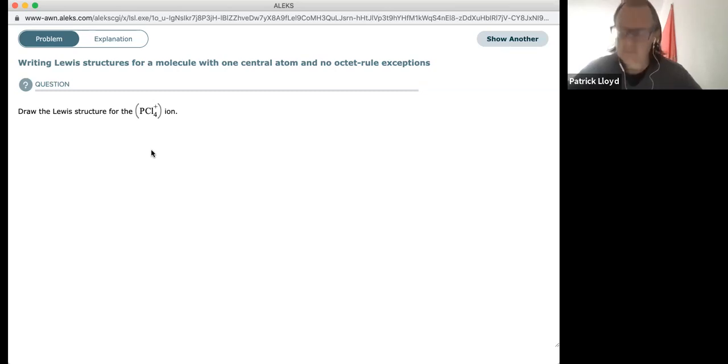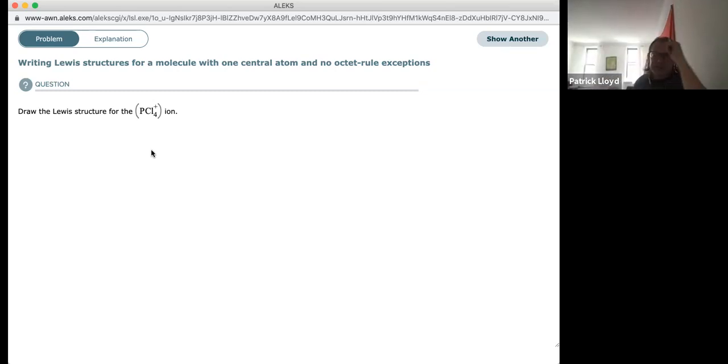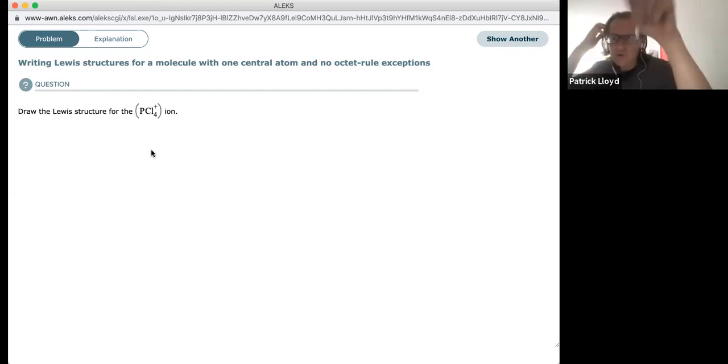Okay, so I see what they're saying. I'm sorry. Let me share this screen. Sometimes it's the wording. So writing the Lewis structure for a molecule, this is, by the way, an ion, one central atom, which was the phosphorus, and no octet rule exceptions, meaning there aren't any exceptions to the octet rule here. So each chlorine had 8 electrons, as did the phosphorus, okay? Tomorrow we'll get into exceptions on the octet rule, okay?